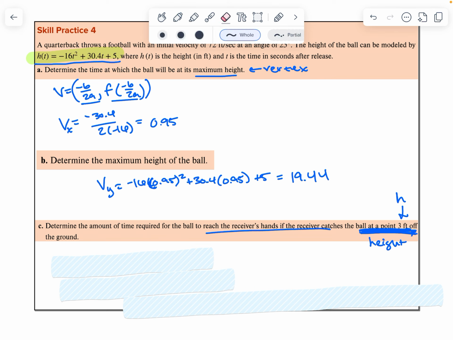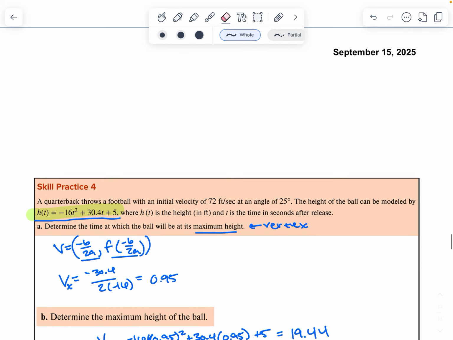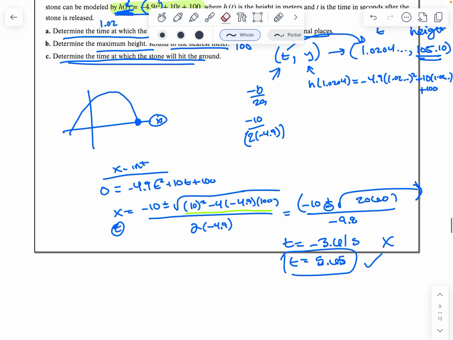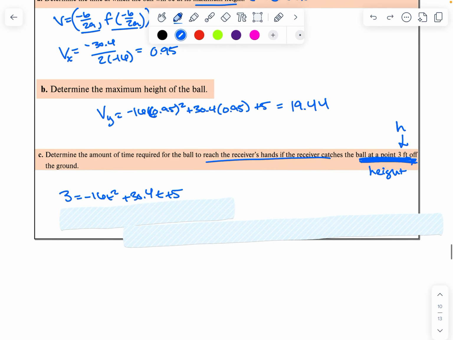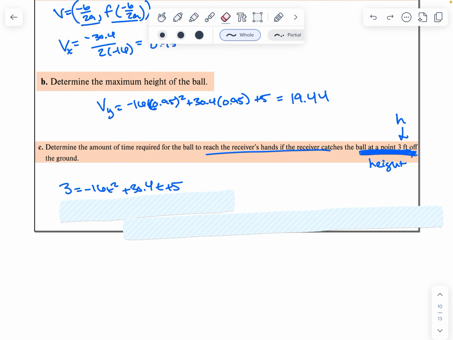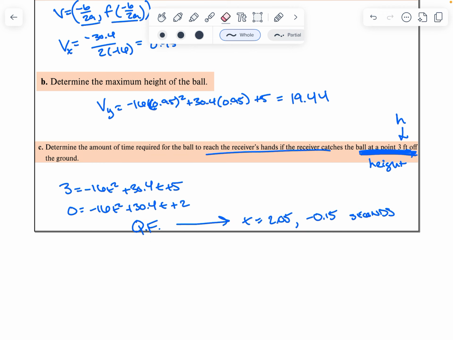In this last one, if you look at it, we were trying to get it to 0 feet off the ground. Here, we're trying to get it 3 feet off the ground. Move the 3 over. Do the quadratic formula. Again, we get two answers, and the only one that makes sense is the 2.05. The negative 0.15 seconds does not make sense.